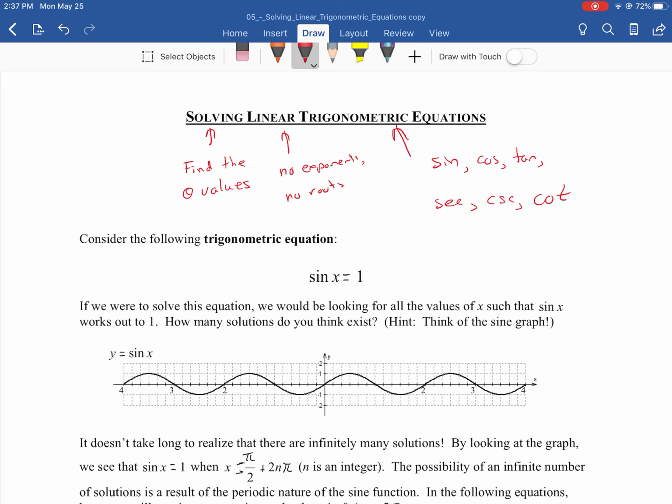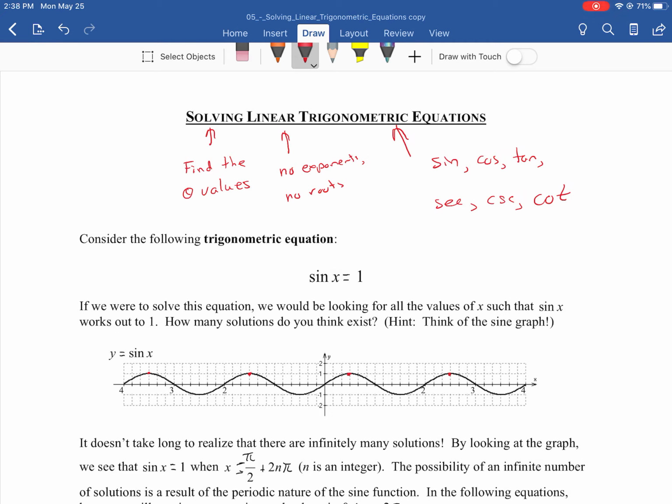So we open up with an easy one that introduces the idea that there's going to be a big problem with finding the answers here. It says, consider the following trigonometric equation, sine x equals 1. If we go to solve this equation, we'd be looking for all the values of x such that sine x works out to be 1. How many solutions exist? Well, right off the hop, I can see sine x is equal to 1 there, and there, and there, and there, and it would keep going like that. My graph doesn't have all of the answers on there. It has 4 of the answers. There'd be more and more and more answers.